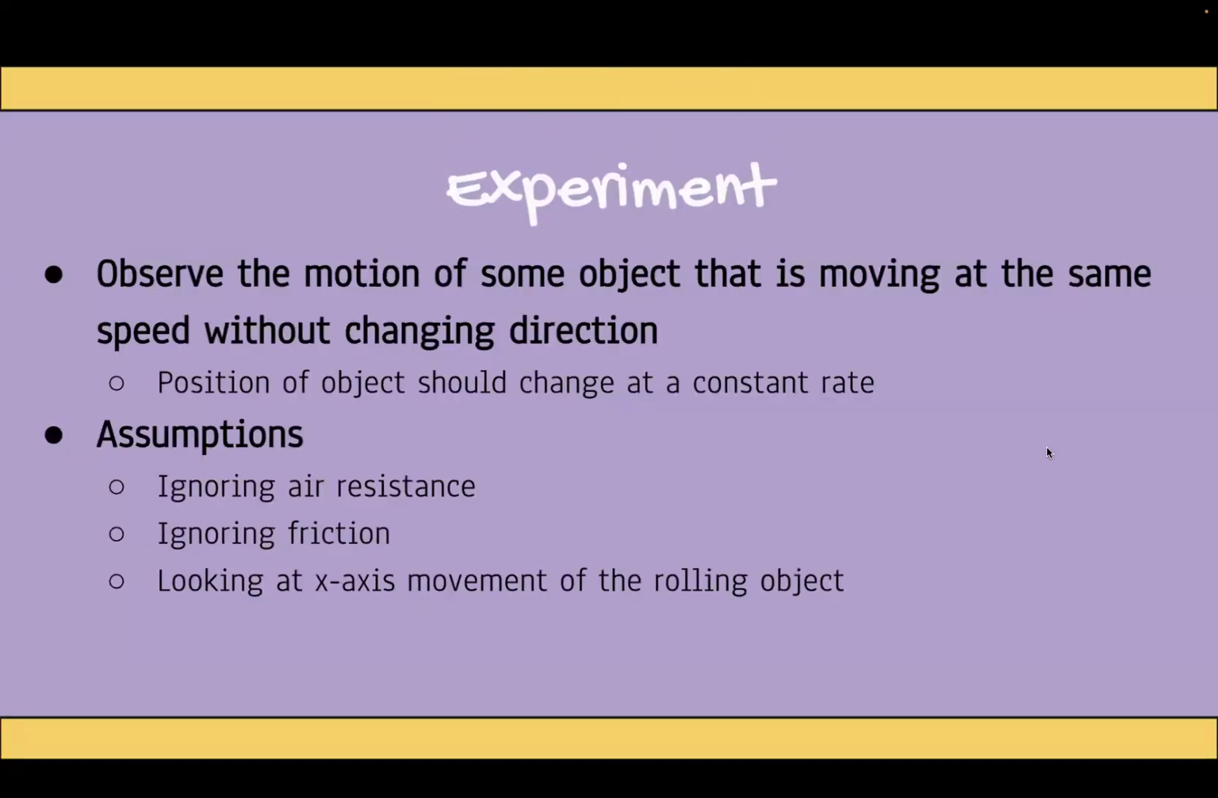For the overall experiment, we will observe the motion of some object that is moving at the same speed without changing direction. And based on this, the position of the object should change at a constant rate. So the position graph should show an upward or downward sloping straight line. And for this lab, we will also assume that the object is not accelerating. And when rolling the object, we will try not to add any extra unnecessary force or push. And we will ignore air resistance, friction, and we will only look at the x-axis movement of the rolling object in order for there to be zero net force and assume constant velocity.